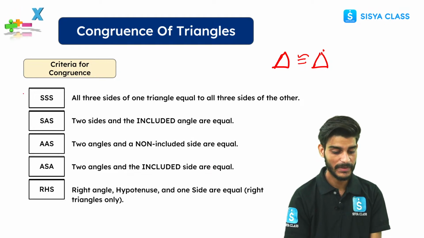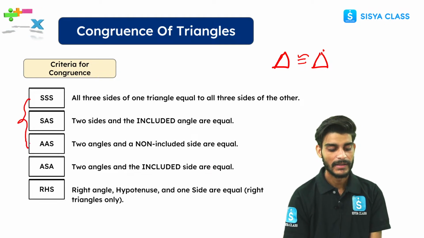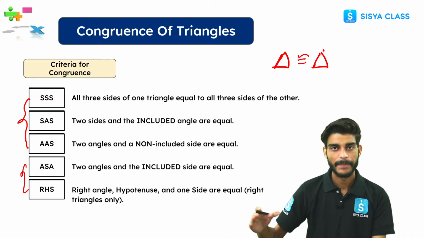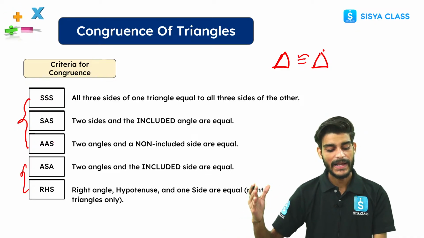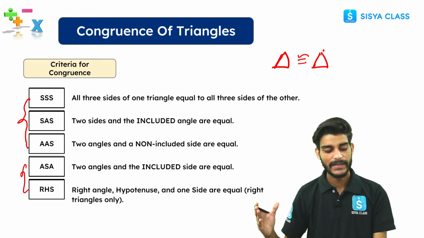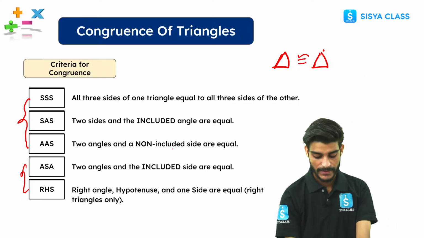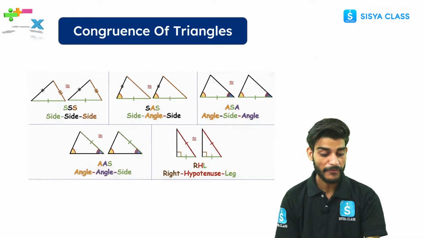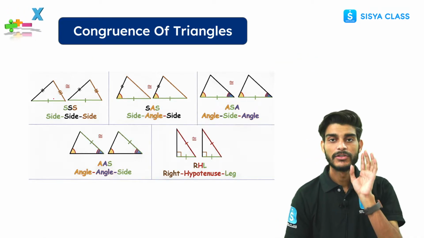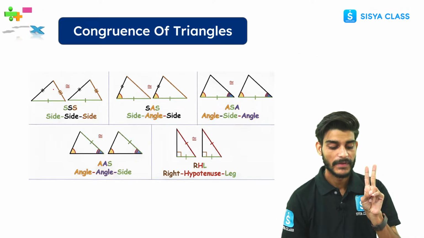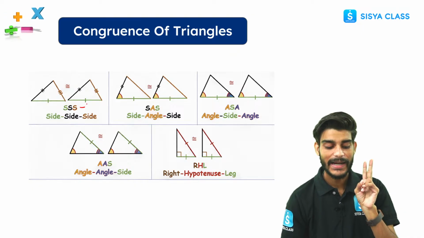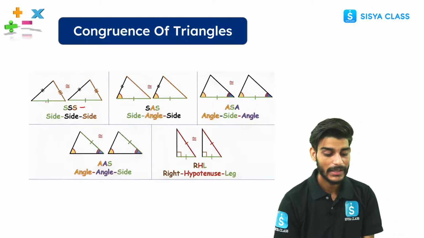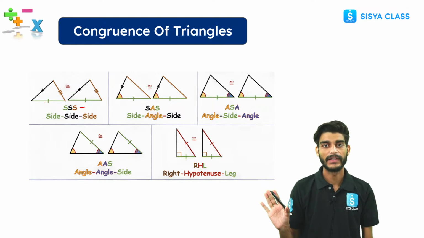You have to remember this, but it is very simple. We have 5 criteria basically: side, side, side; side, angle, side; angle, side, angle; angle, angle, side; and right angle, hypotenuse, side. One by one I'll discuss. The first one is side, side, side. So we have two triangles. Side, side, side is clear by the name only. Sides should be equal, and the sides should be corresponding.